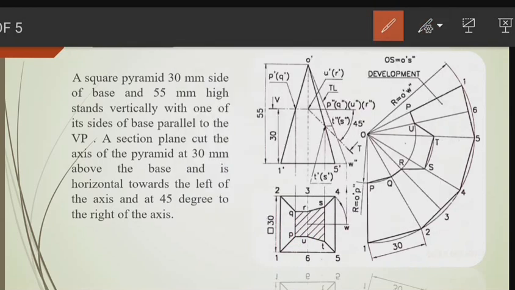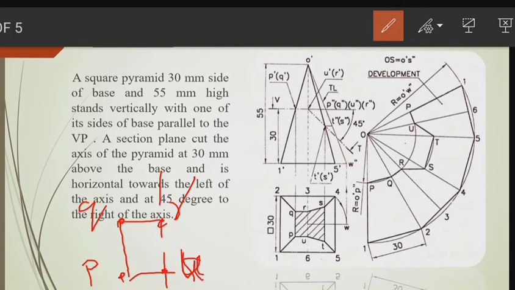Provide in the red color. So the first one is the PQ, so you can get P and Q. Then when a plane is cut up to the axial lines, here is the axis line. These two points are R and U. You will get R and U.